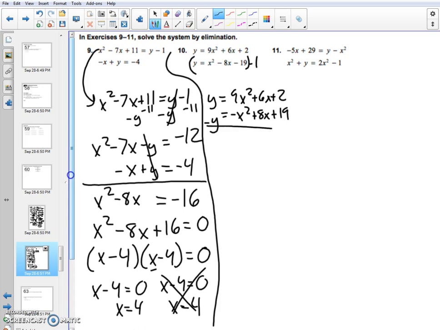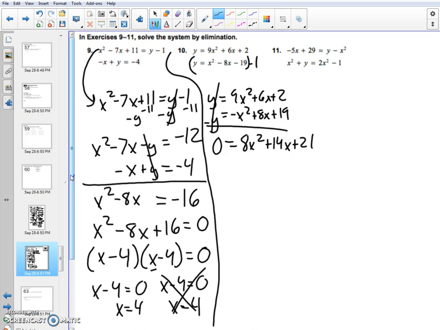So now, when I eliminate, those go away. So I have 0 equals 8x squared plus 14x plus 21. Okay, so this one is kind of funky here. I have that 8x squared, and I don't want to divide by 8 because that's going to make it kind of complicated.